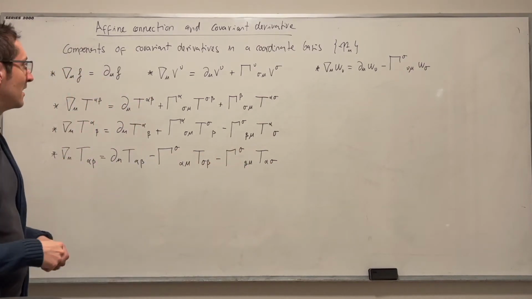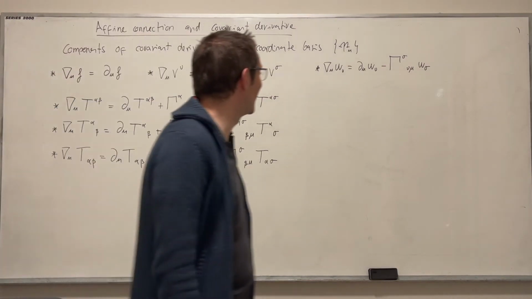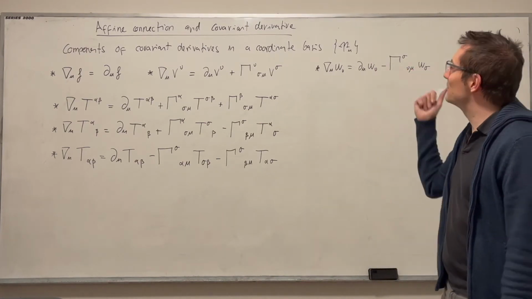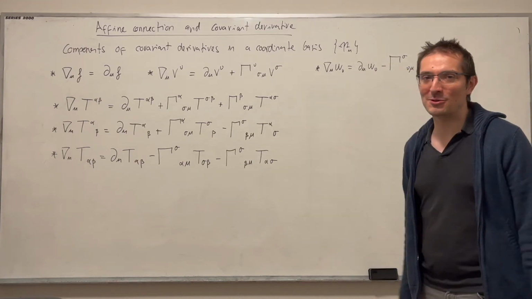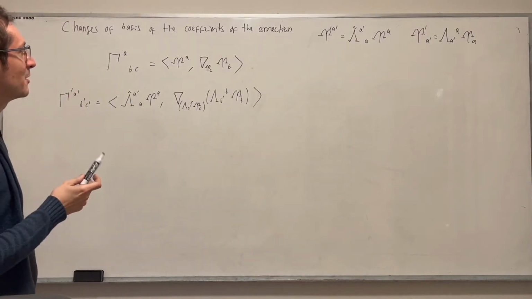So the pattern is clear, and I think it's trivial now to add whatever order you want of a tensor when computing the covariant derivative. And now, given the coefficients of a connection, you know how to compute covariant derivatives. Before we see an example, let's talk about one more thing.